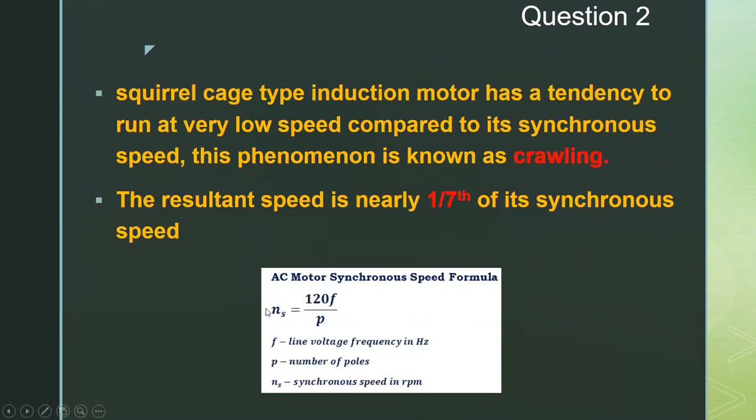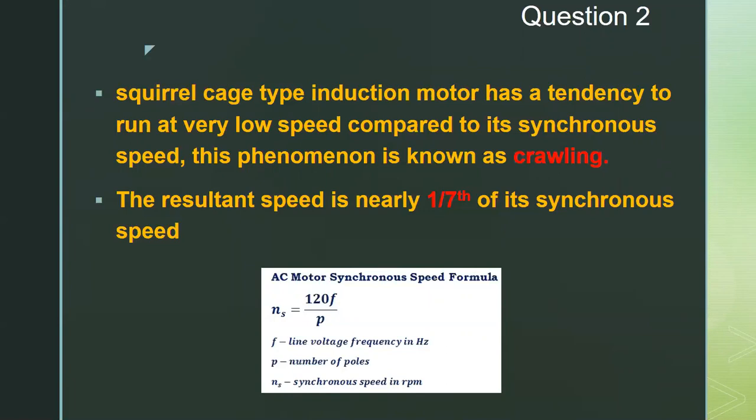Synchronous speed can be found using the equation 120 F by P. Synchronous speed is the speed of the rotating magnetic field. When you apply a voltage to the stator, it produces a rotating magnetic field. The speed of that rotating magnetic field is known as synchronous speed.